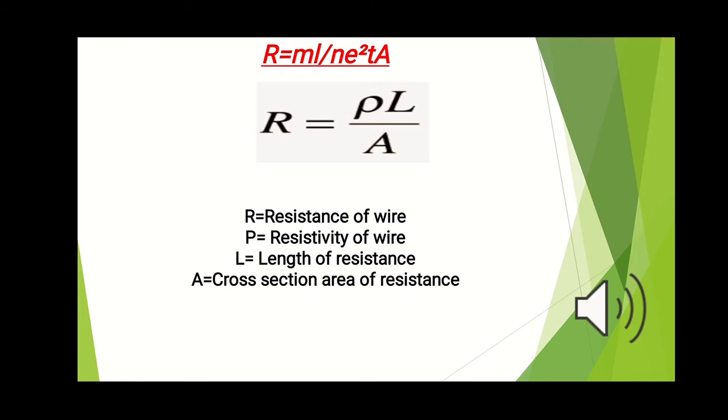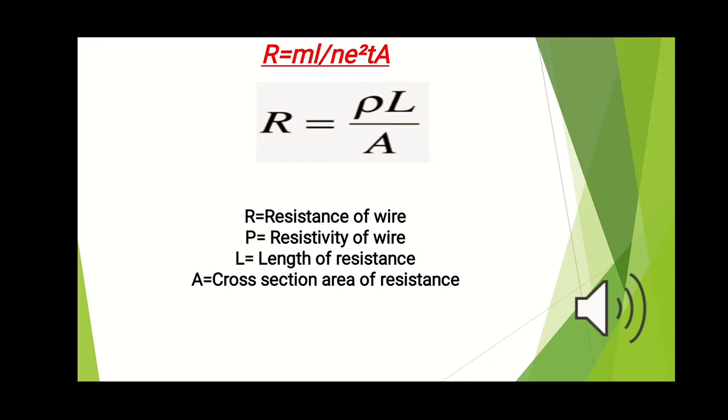The second one is the cross section area of the wire, and if you see in the formula, the cross section area is in the denominator of the formula. So the resistance is inversely proportional to the cross section area of the wire. It means if we increase the cross section area, then the resistance will decrease. The third one is the resistivity, or we can say the material.